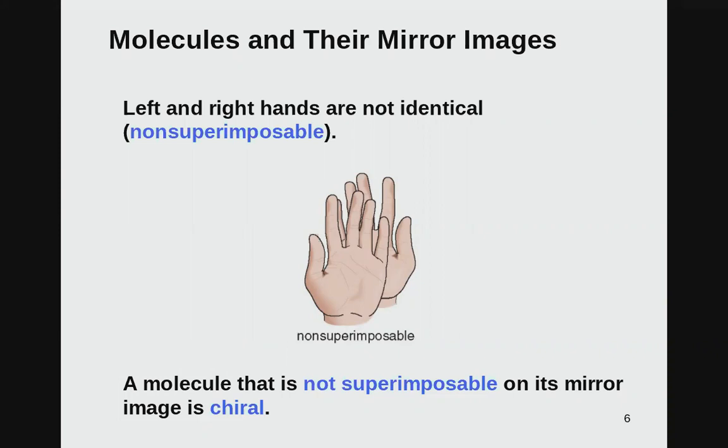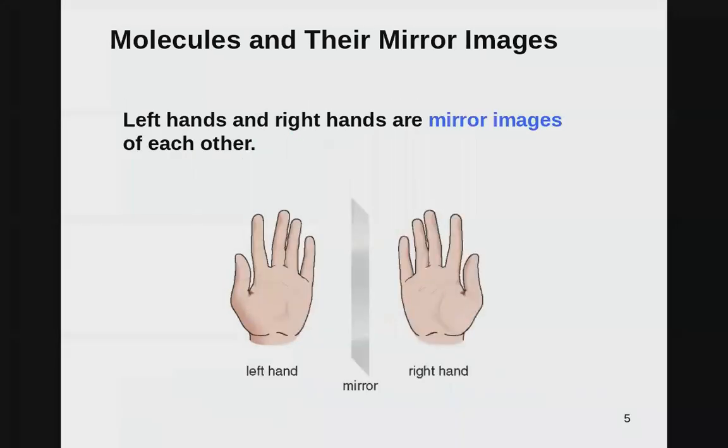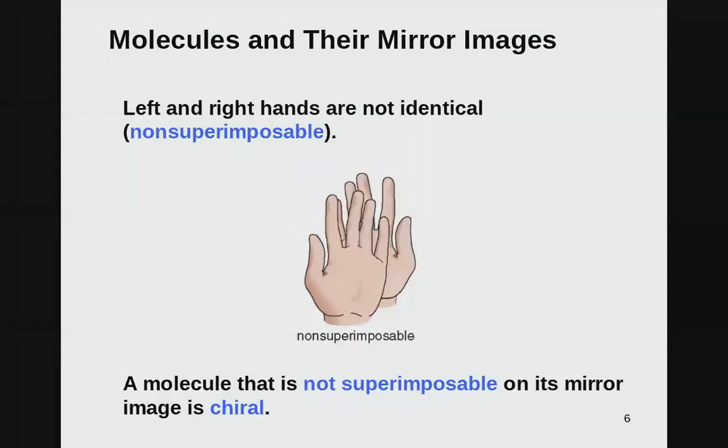If I took my left hand and put it on top of someone else's left hand, well, they're in the same orientation, slightly different size, obviously, but they're going to be essentially identical. So again, they're mirror images if you reflect them over, but if you put them directly on top of one another in the same orientation, they're not superimposable on top of one another. With you thus far? It's kind of a weird thing to think about. You've probably never thought about your hands this way, but that's how they are.